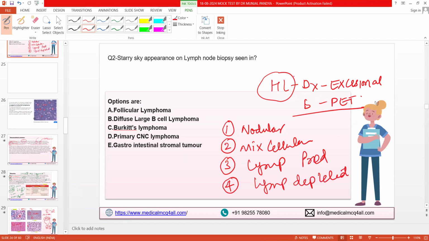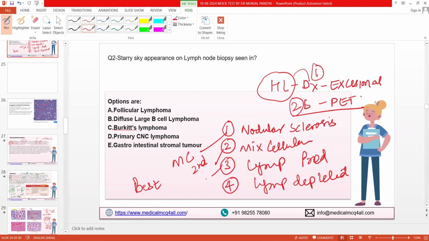So this is one question on Hodgkin's lymphoma: how you diagnose, how you stage. Second, amongst all these various histologies, what is the most common? Nodular sclerosis is the most common. Second most common is mixed cellularity. Which has the best prognosis amongst all four histologies? Lymphocyte predominant has the best prognosis. Which histology of Hodgkin's lymphoma has the worst prognosis? Lymphocyte depleted is the worst prognosis.